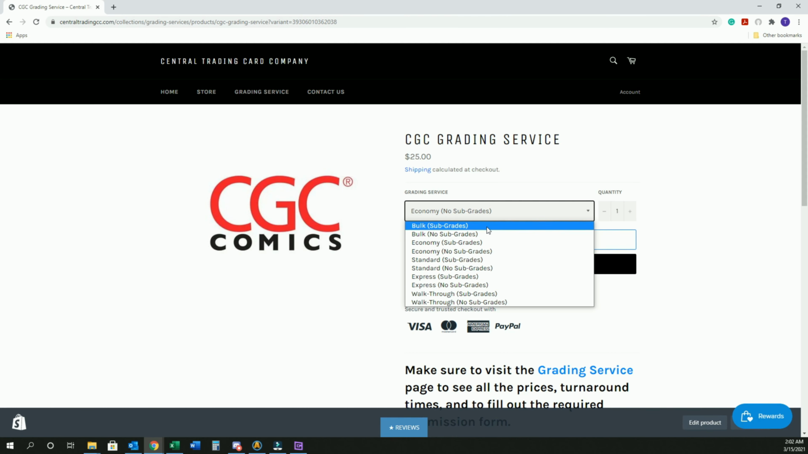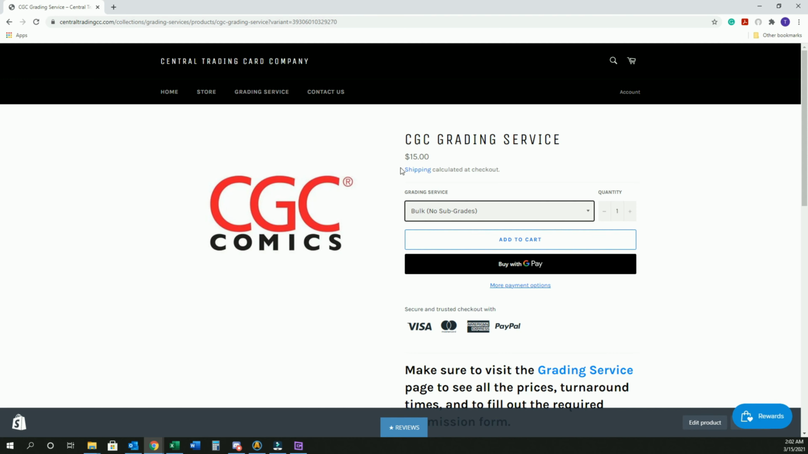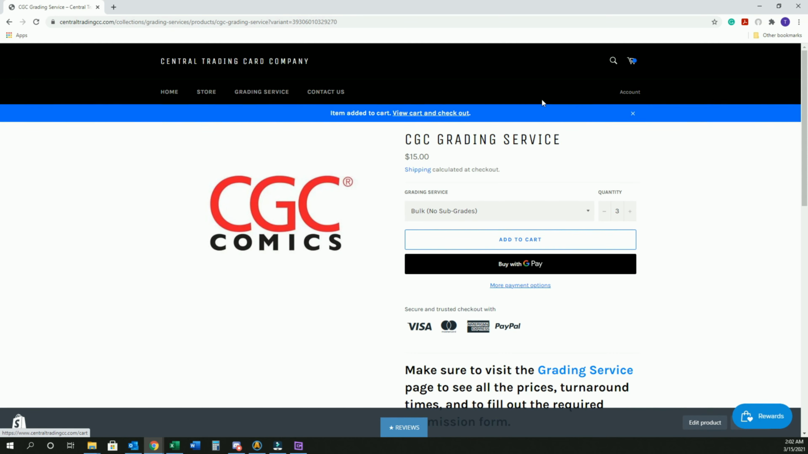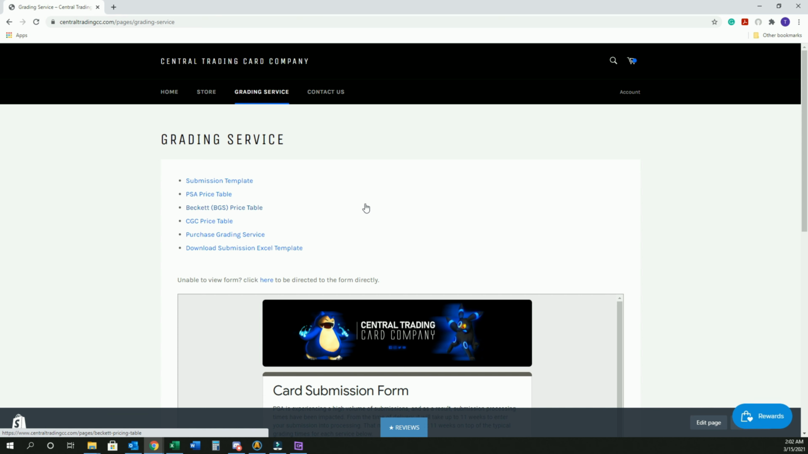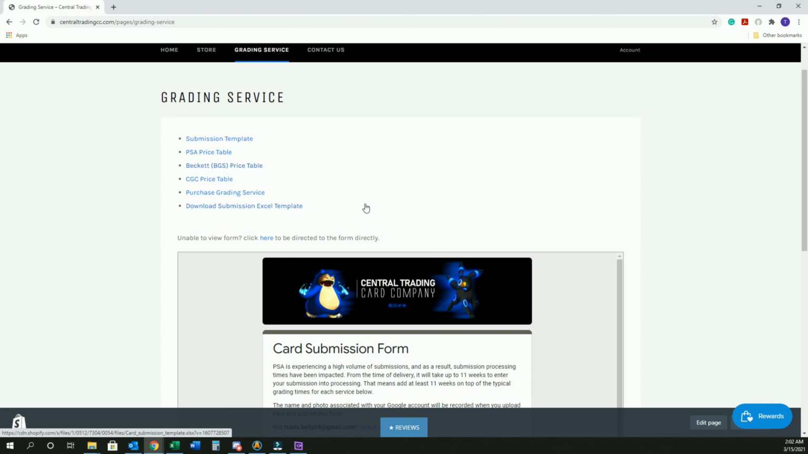But basically, let's just say you're going to do no subgrades, bulk submission. That's the cheapest one, which is $15 a card. We'll say we do 3 cards. All you have to do is add to your cart, and then a simple checkout, and you guys are good to go there. Once you check out, just go back to our grading services, guys, or you can do this before you check out. It doesn't really matter which order you do this in.